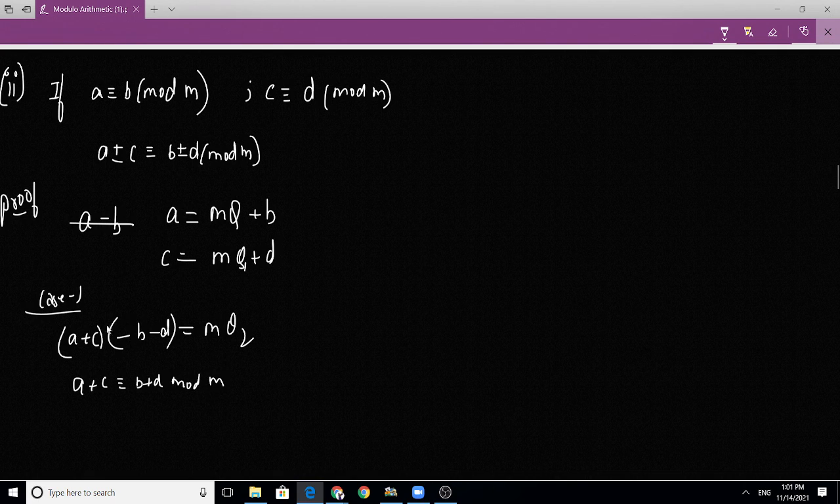So observe, if I have something like A minus B equals MQ, I write it as A congruent to B mod M. So here my A is A plus C and my minus B is minus B minus D.